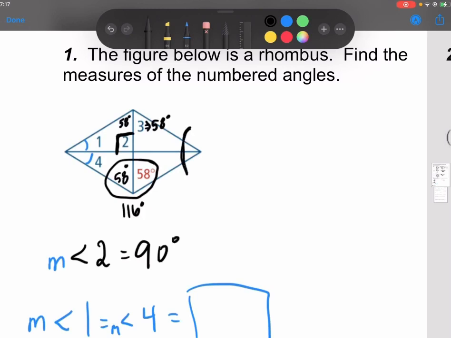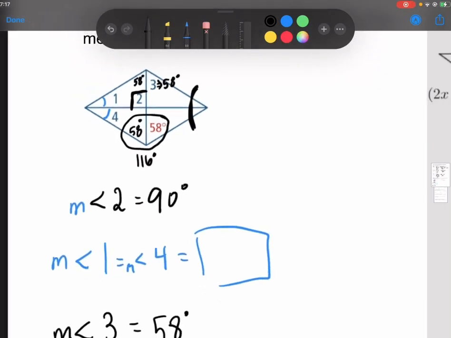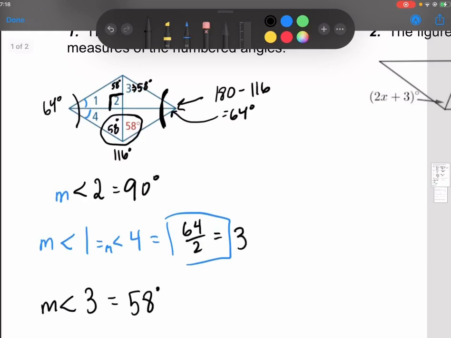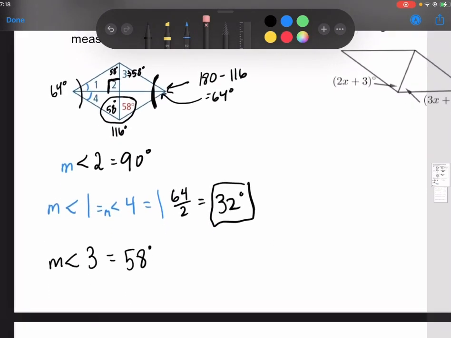So what's going to be helpful is figuring out what the big angle over here is. And remember, in parallelograms, those are supplementary. So we're going to find that by doing 180 degrees minus the 116. Okay, so 180 minus 116 is 64 degrees. Which means over here is also 64 degrees. Now angle 1 and angle 4, remember, are cut exactly in half, so it's exactly half of 64, or 32 degrees. And that would be your answer for all of those.